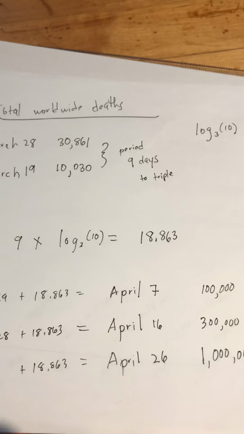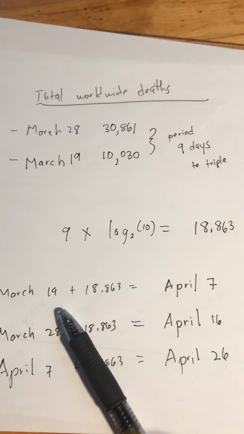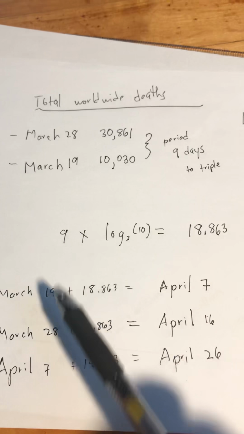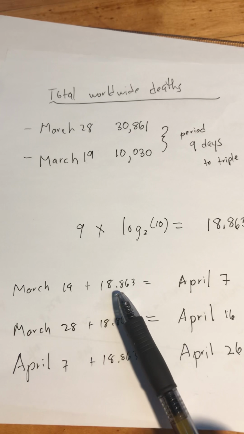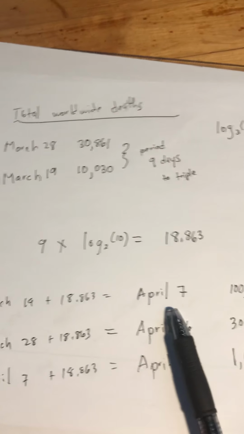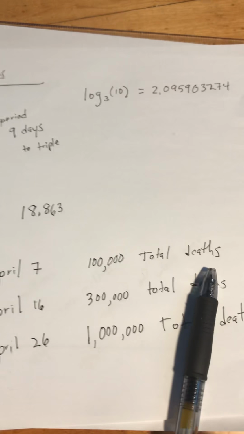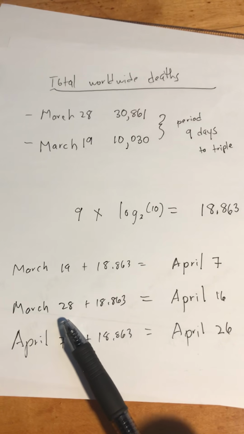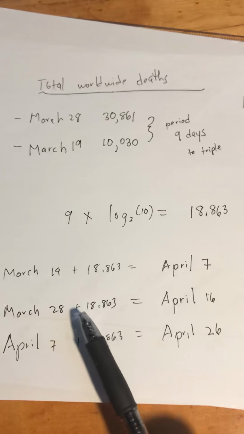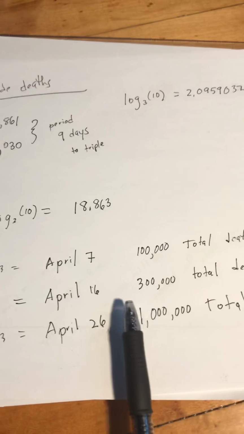So here we have March 19th. Now March 19th is when we hit 10,000. And this is the amount of days required for a tenfold increase. And it leads you to April 7th. And that's where we'll see 100,000 total deaths. March 28th is up here, 30,000. And the tenfold increase is April 16th. And that's 300,000 total deaths.